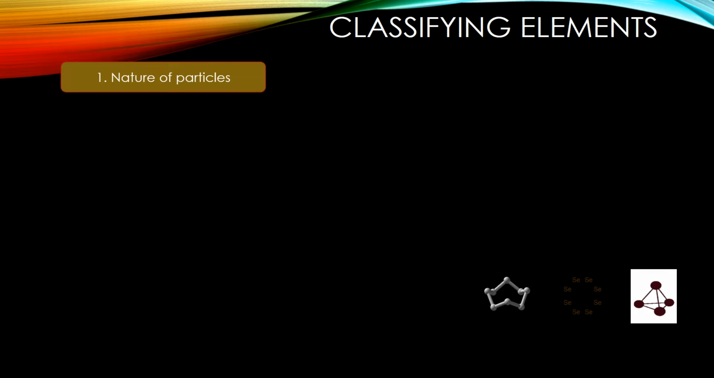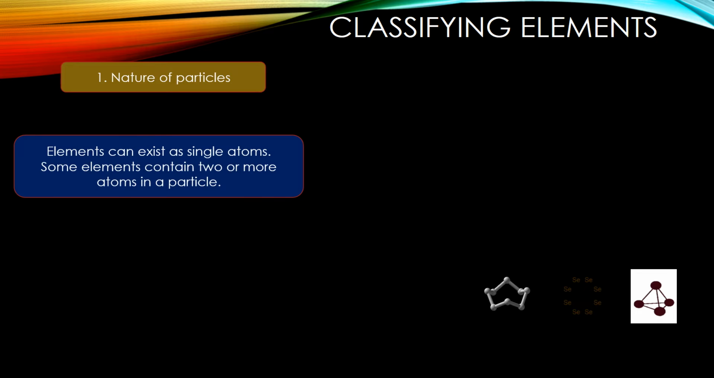Classifying elements based on the nature of particles. Elements can exist as single atoms, or they can contain two or more atoms in one particle. And when we have two or more atoms bonded together in a particle, we call it a molecule.